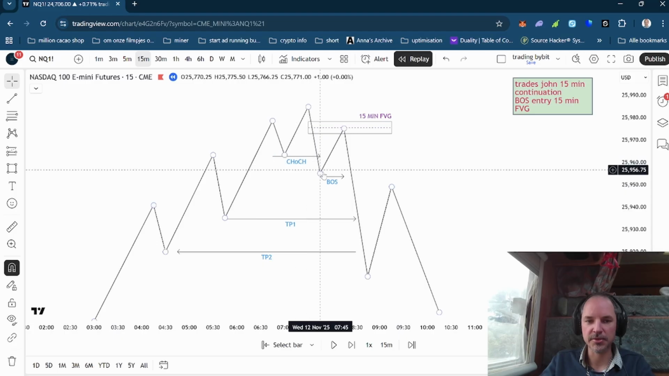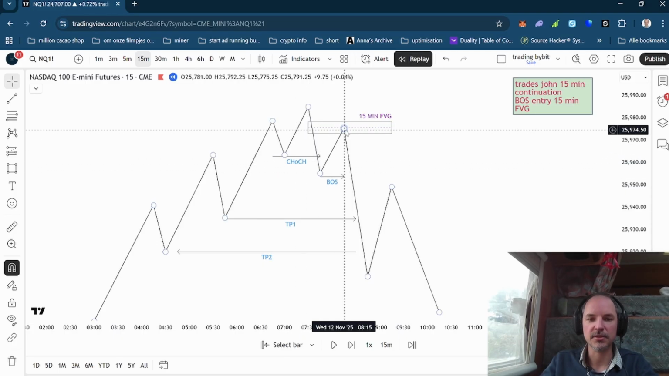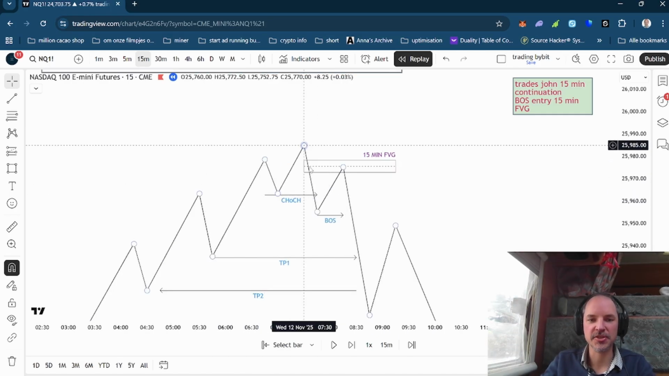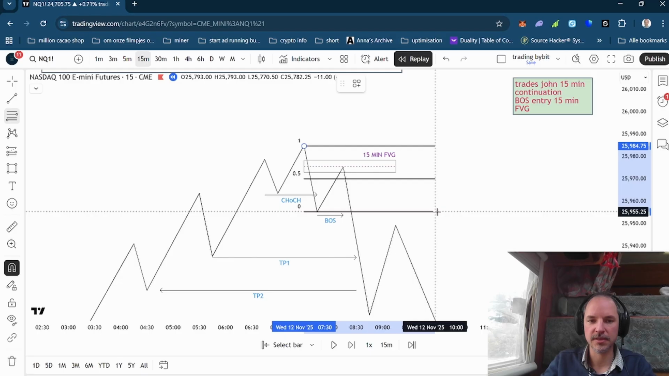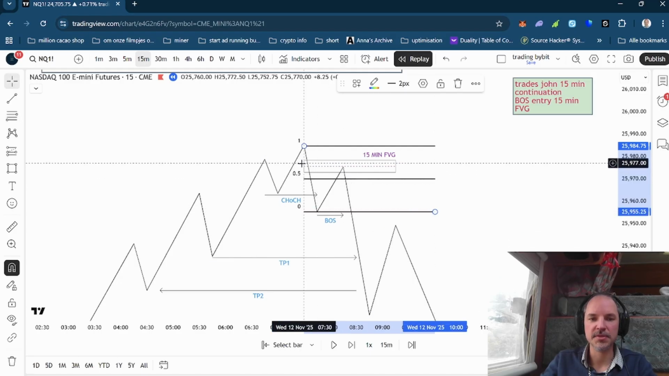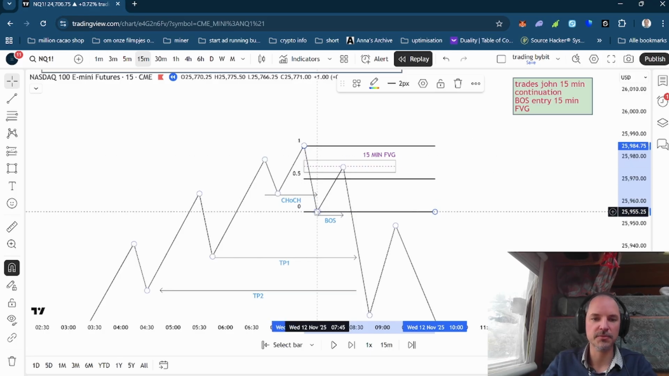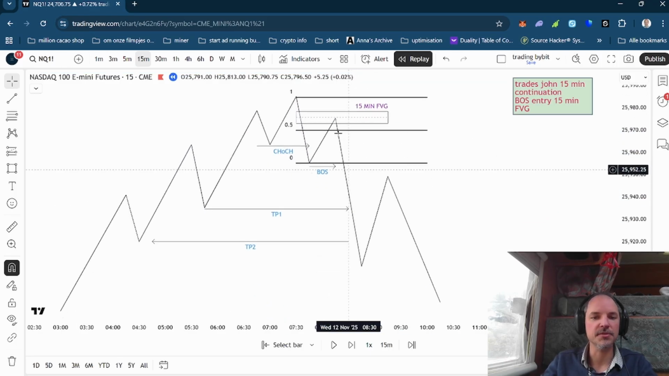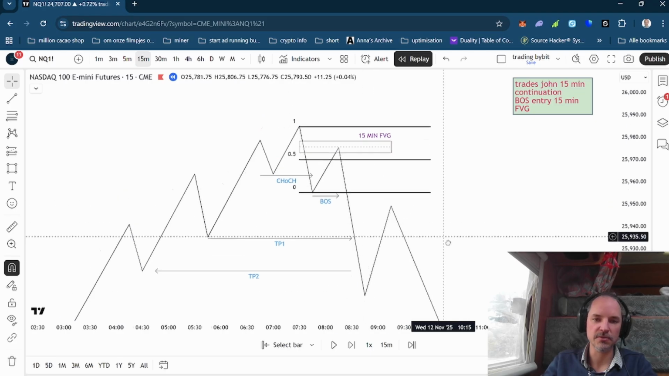After that happens, we have patience until we have a full retest of that change in character. After this change in character happens, what do we do? You take your FVG tool, and the only things that need to be on it are the 0, the 1, and the 0.5. Once this happens, we draw that FVG tool, and we are patient. This is just the first move. After a first move, we always get a retest to see that continuation to the downside.